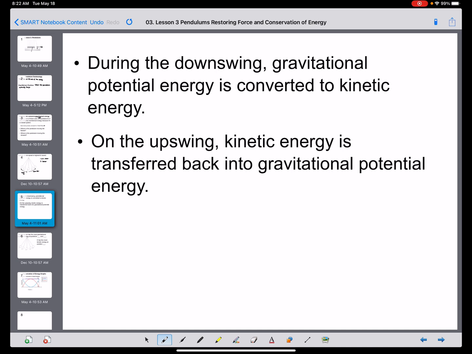So we can explain what's happening with the speed there in terms of energy. So during the downswing, when it's moving down, it's losing height, right? So that means it's losing gravitational potential energy. So gravitational potential energy is going away because it's being converted to kinetic energy. And so on the way down, because the pendulum is gaining kinetic energy, it's also gaining speed. And then on the upswing, it's the opposite. So on the way up, kinetic energy is transferred back into gravitational potential energy.